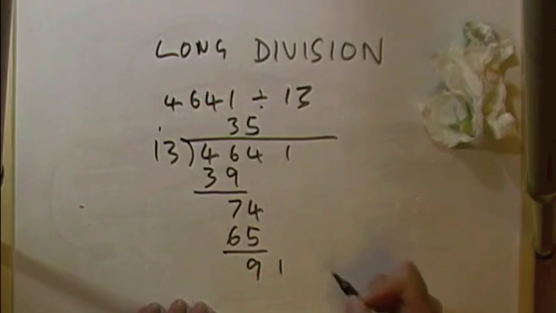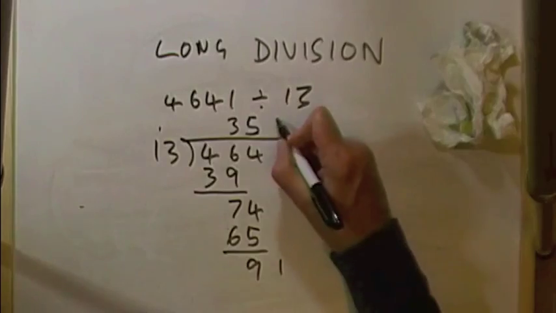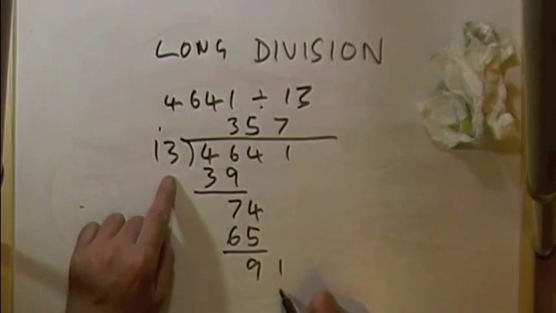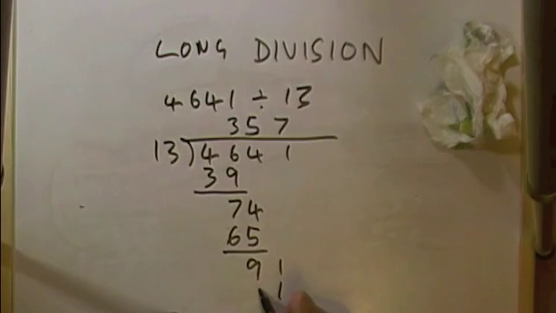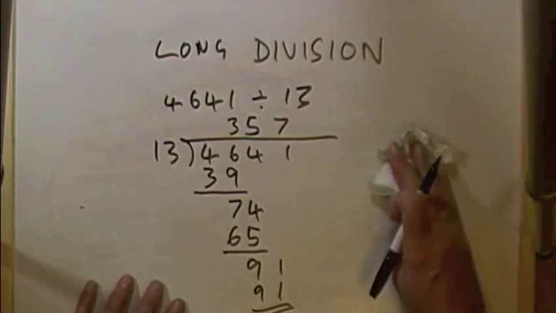Now bring the 1 down. 13 into that, well it's certainly more than 5, and it was more than 6 because it was just that one. Try the 7, again it's just sort of guessing, but you multiply it out to check. 21 carry 2, 91, bang on. Answer to that, 357 exactly.